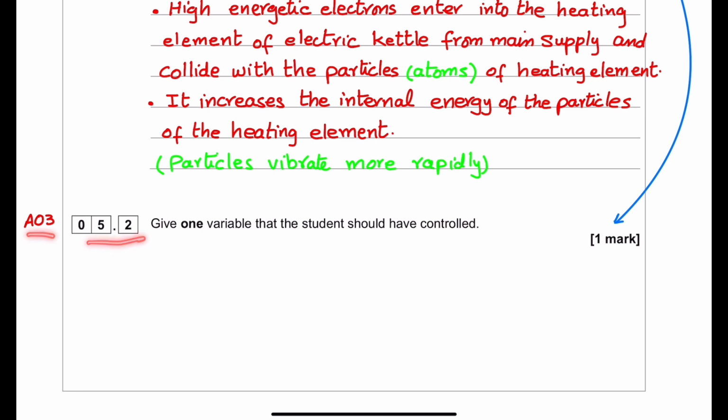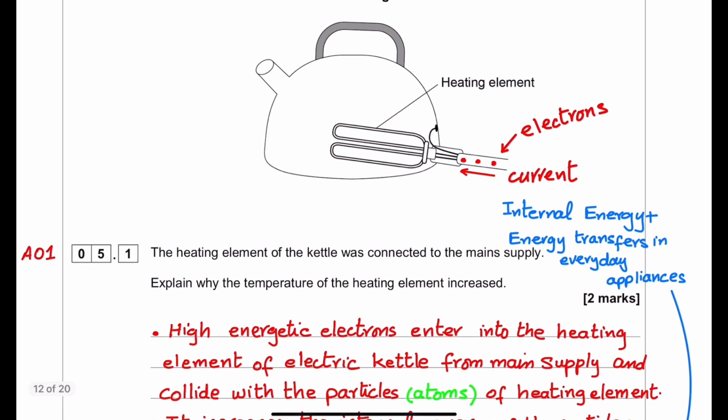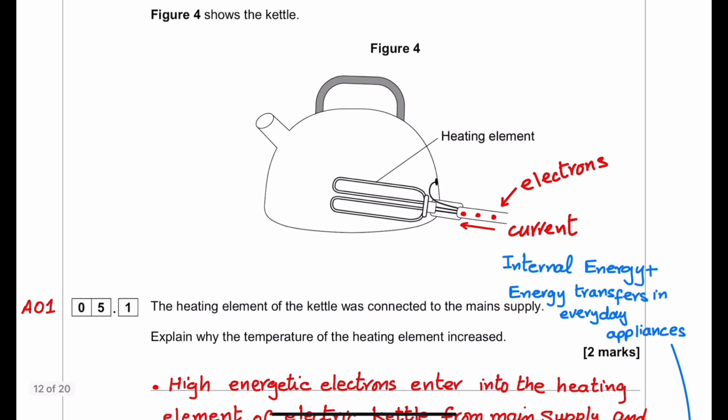5.2 is an AO3 question. Give one variable that the student should have controlled. In this experiment, the student needs to control the temperature of the water. Therefore, the initial temperature of the water inside the electric kettle must remain the same in every single experiment or reading. Therefore, the initial temperature of the water or the kettle in every single investigation must be kept constant. If the initial temperature is different for every experiment, it will affect the investigation.